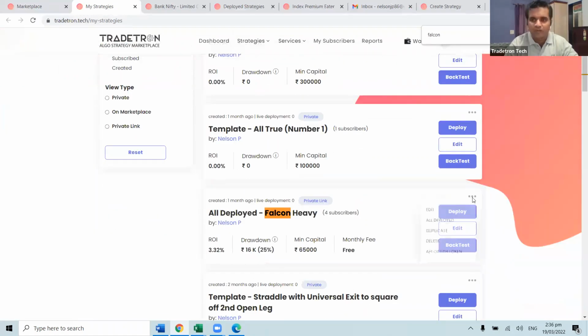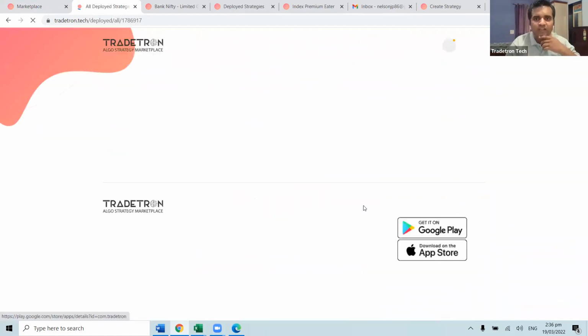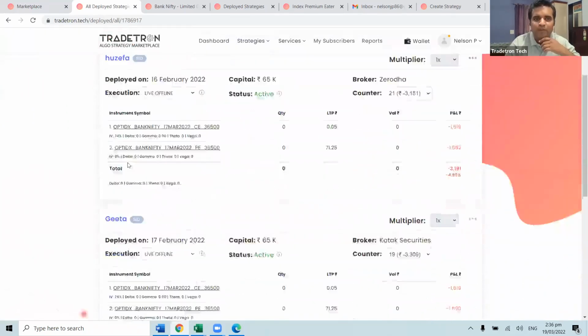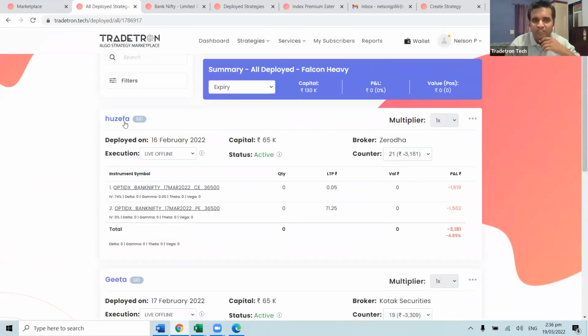Okay, yeah. So this is the one. I will go to this all deployed page. Once people have deployed your strategy, you will get to see it like this. For example, this strategy of mine, Falcon Heavy, is deployed by 2 friends of mine. So this is Josefa's deployment.